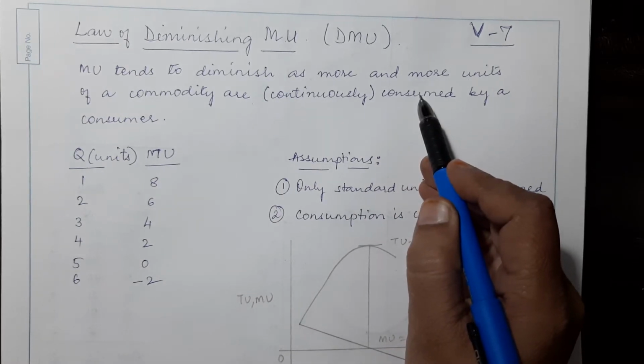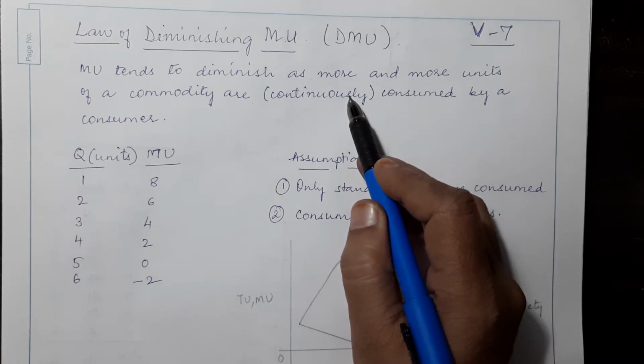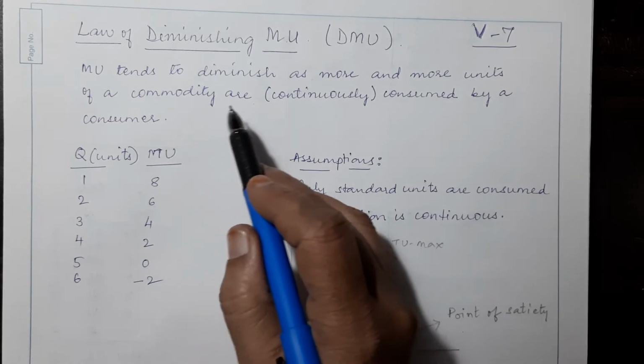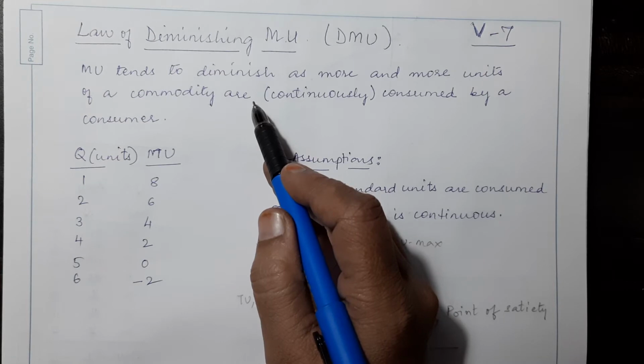How should they be consumed? They should be consumed continuously, right? Only then does the marginal utility tend to diminish. Let us look at an example.